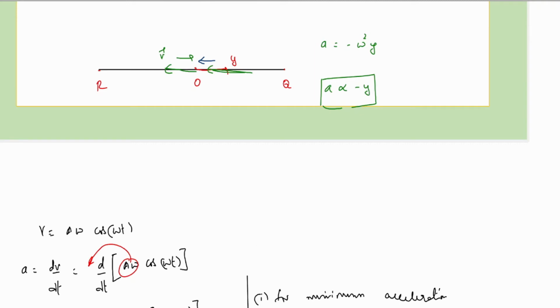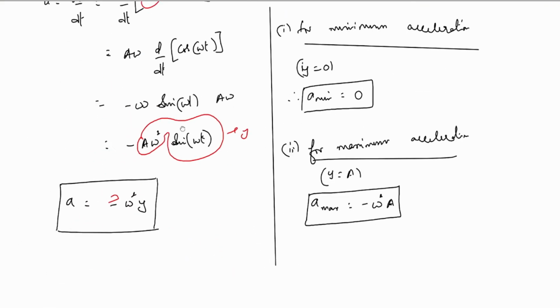Now to make sense out of the mathematical form, we got that A minimum is equal to 0. This happens at the mean position, because at this point the net force acting will be 0. And A maximum is equal to minus of omega square into A. This is the maximum value. So the more the particle is away from the mean position, the more will be the force acting on it. Keep in mind that this is a case where A depends on y, where A is not a constant, unlike in some other cases. So here A is a function of displacement also.